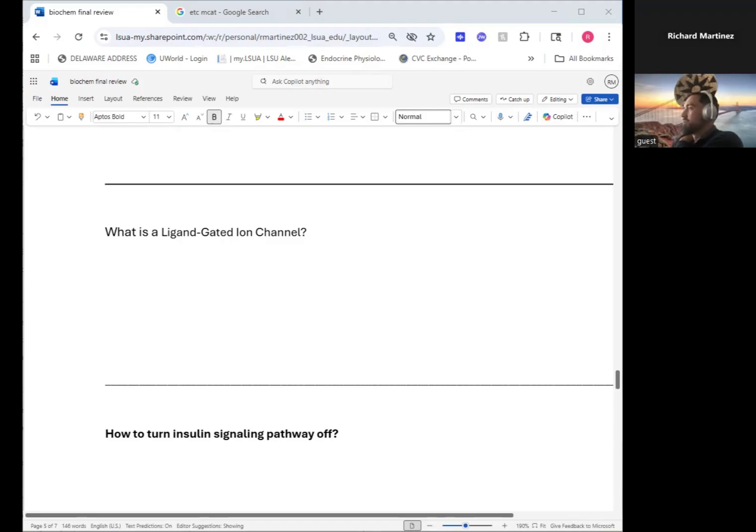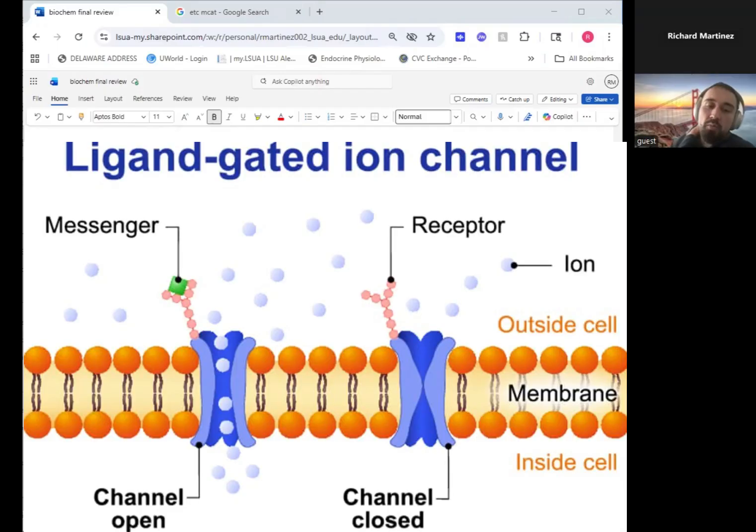It's receptor class. Cool. Pore channel. Good. Regulates ion movement. Good. Okay. What does it do? Okay, so it opens and closes. It's not just opening. It can open or close when there's a ligand.